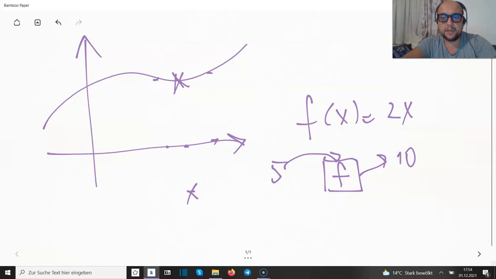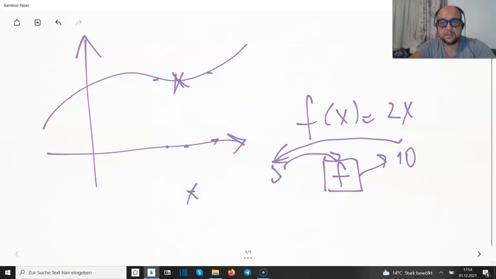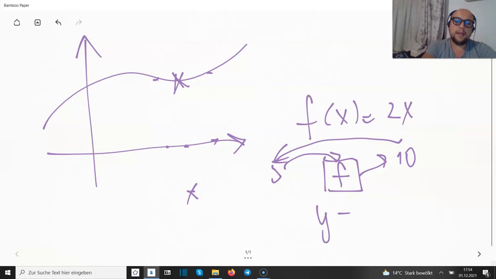So the question would be, how can I get back from 10 to 5? So what is the opposite operation? What is the inverse operation in order to revert it? Okay, and the answer is, well, you can compute it like if you write it y equals 2x, you just basically have to turn around the connection between y and x here. So you just have to solve it for x. I'm dividing by 2. I'm having x equals a half of y.